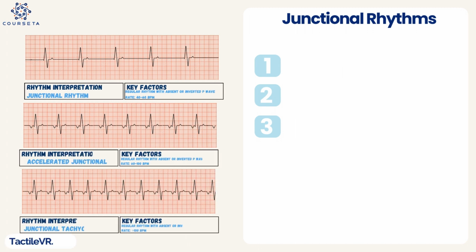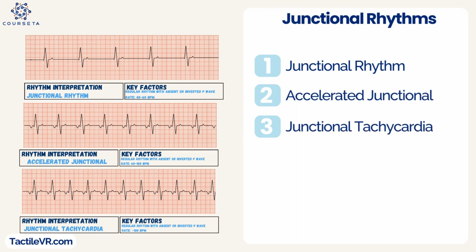All right, guys, so moving on to junctional rhythms. So junctional rhythms are pretty simple once you understand. There are 3 options here, and it's all due to the rate. So junctional is junctional, but the rate is what determines those 3 options. So you have junctional rhythm, accelerated junctional, and junctional tachycardia.